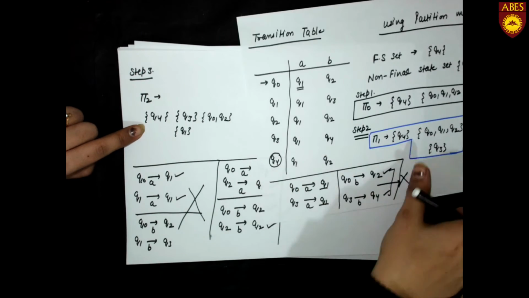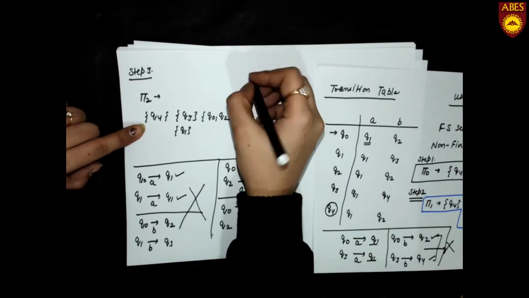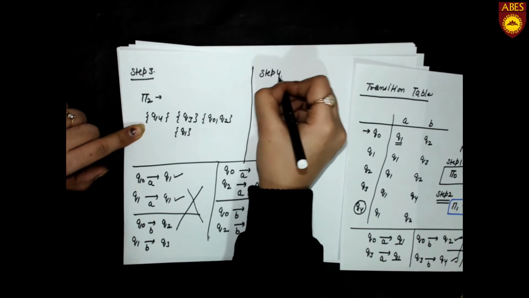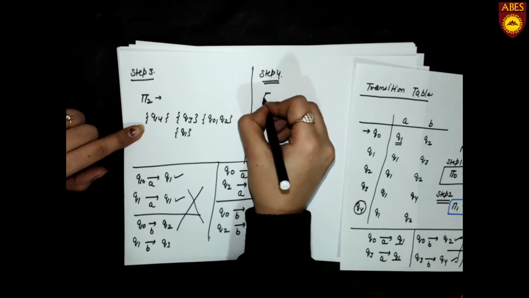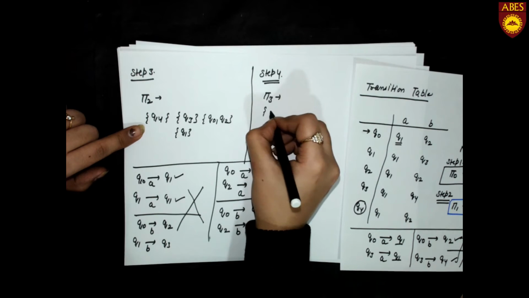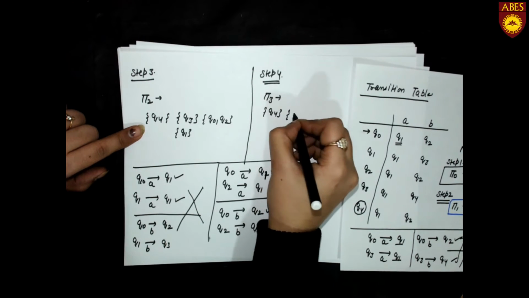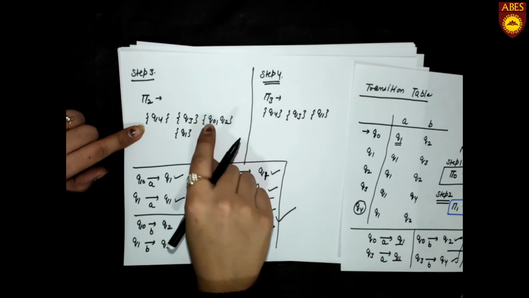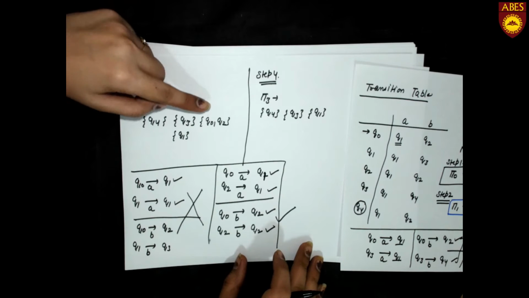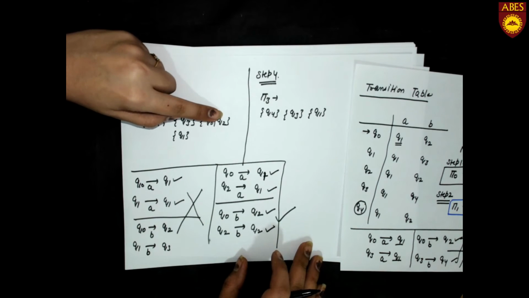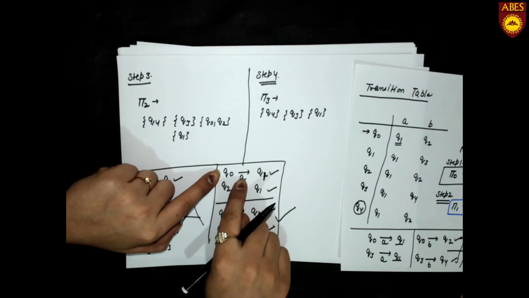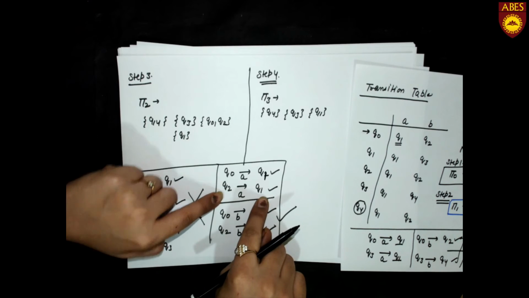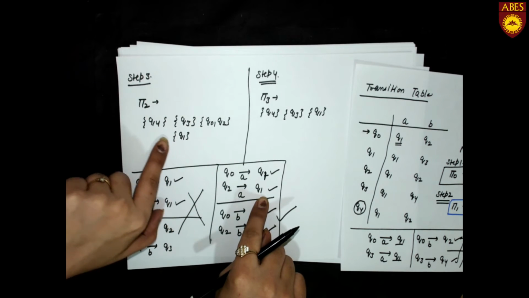Next step, step number 4. We will continue this step. Step number 4, pi 3. So the first set is Q4, next is Q3, again Q1. Now you have to see the relationship between Q0 and Q2. So Q0, when input is A, output is Q1. Q2, when input is A, output is Q1. Q1 and Q1 both lie in the same set.